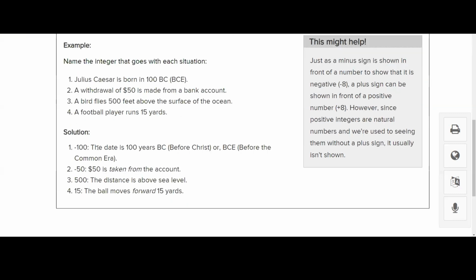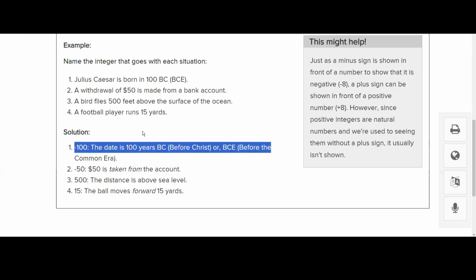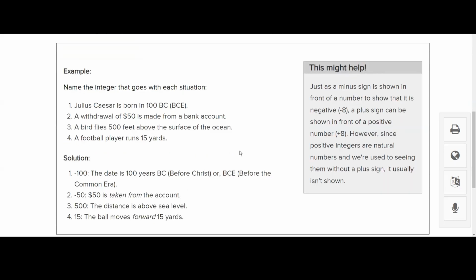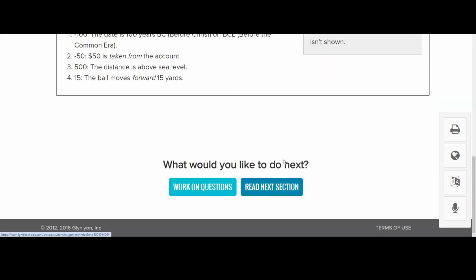So the first case is minus 100 because it is BC, the years before Christ. Then negative 50 is used for $50 taken from an account, and 50 is the distance above sea level where the bird flew. Then 15 is the forward movement of the player on the field. So take note of that.